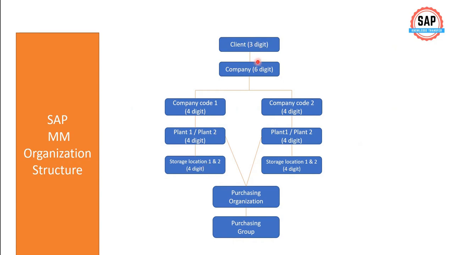Here the client is a corporate group. Under the corporate group there are multiple companies. For example, I will mention one company. The one company has two company codes, and the two company codes have different plants. The plant will be assigned to a company code. Under the plant there are storage locations. The purchase organization is at the plant level, and the purchasing group is an individual organization level. So this is the overall overview picture of the MM organization flow chart.